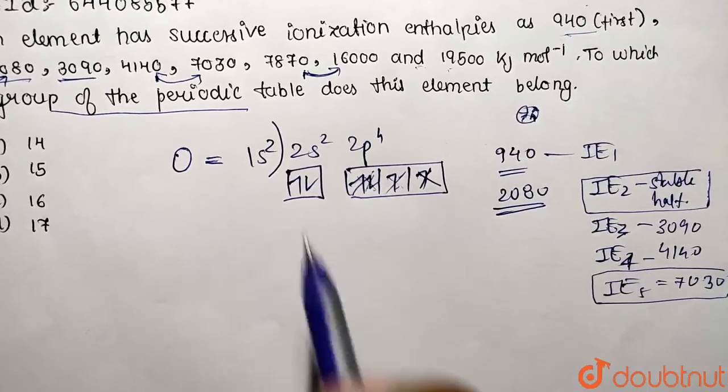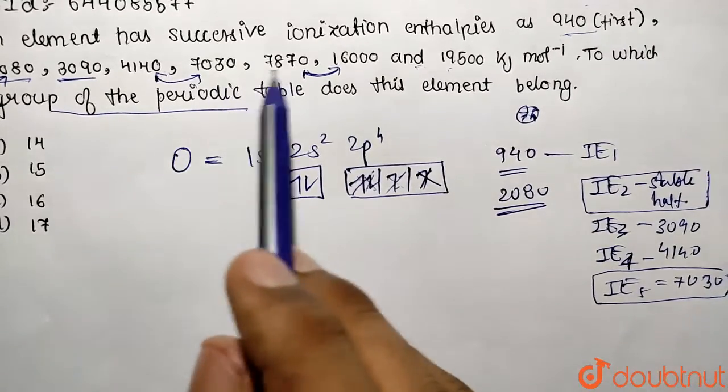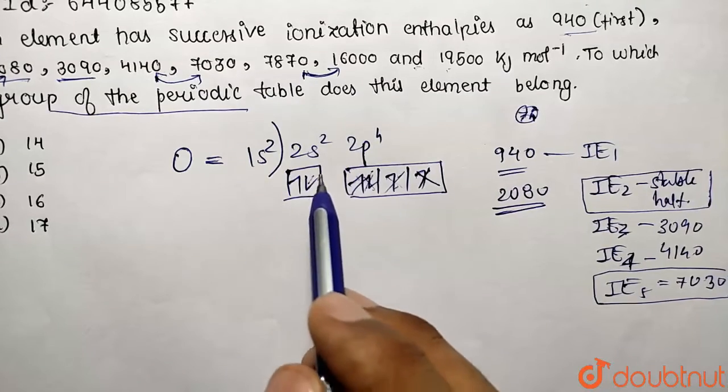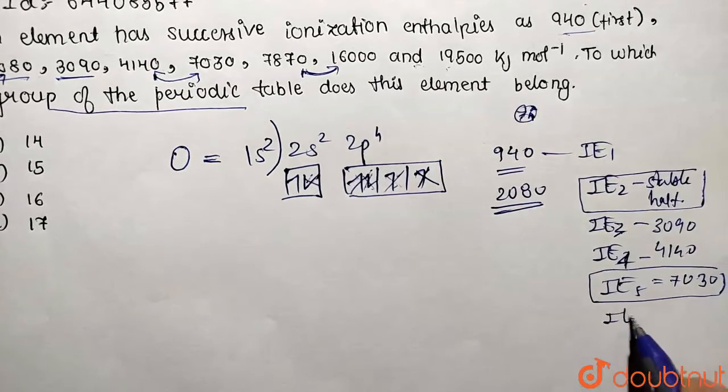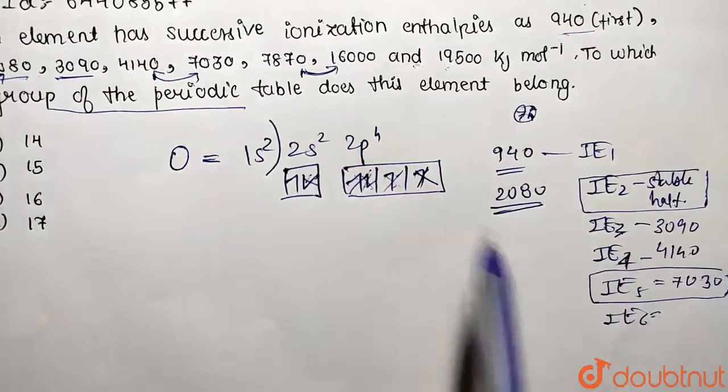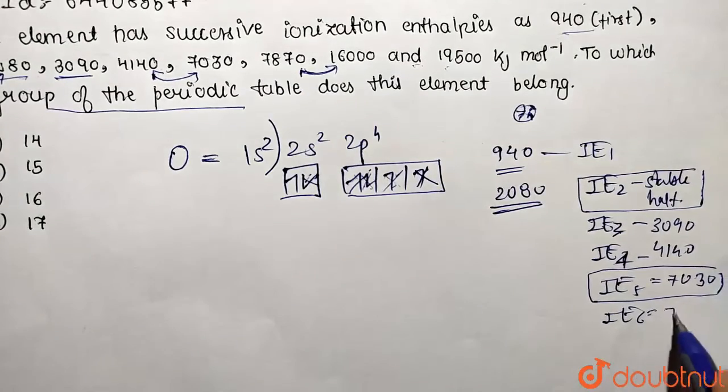Now let's proceed with the next set of values. There is going to be a small change of 800, because one electron will be removed, so it can be removed easily. So IE6 is going to be a somewhat smaller difference, and this is 7870.